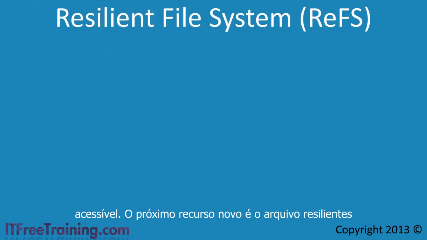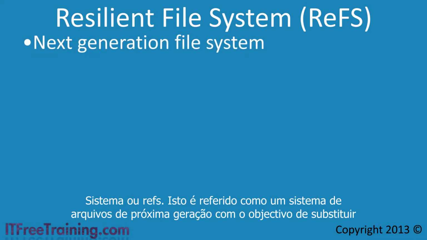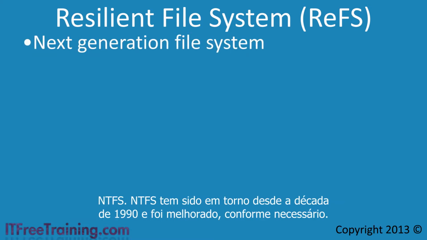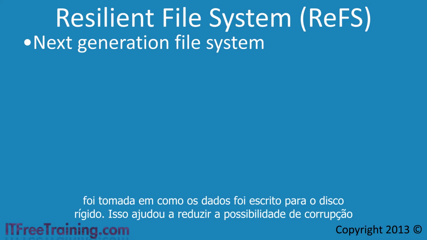The next feature is the Resilient File System, or ReFS. This is referred to as a next-generation file system with the aim to replace NTFS. NTFS has been around since the 1990s and has been improved as needed. In order to implement some new features in the file system, a completely new approach was taken in how data was written to the hard disk.